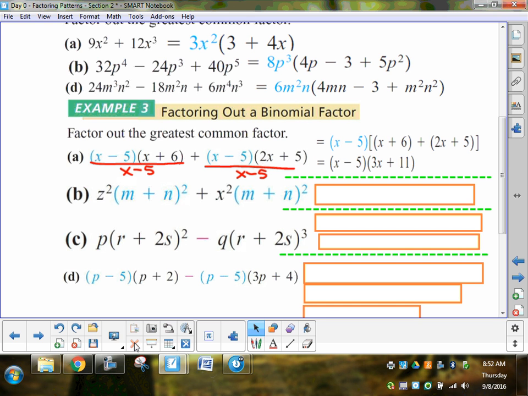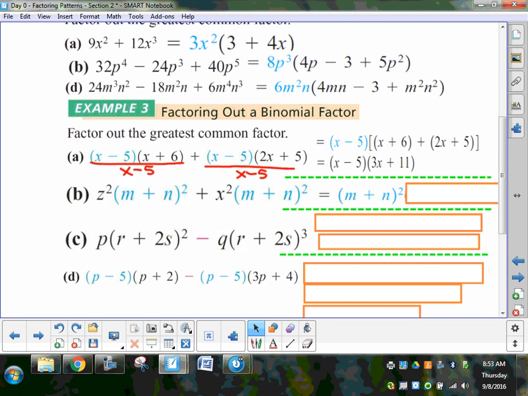The quantity m plus n being squared. Now when you take out an m plus n squared, hands up please if you can tell me what's going to remain. Hands up please if you can tell me what's left after I factor out the quantity m plus n being squared. 4 and 5? What do you want to say? There you go. There's no more like terms that we can put together. That's it.